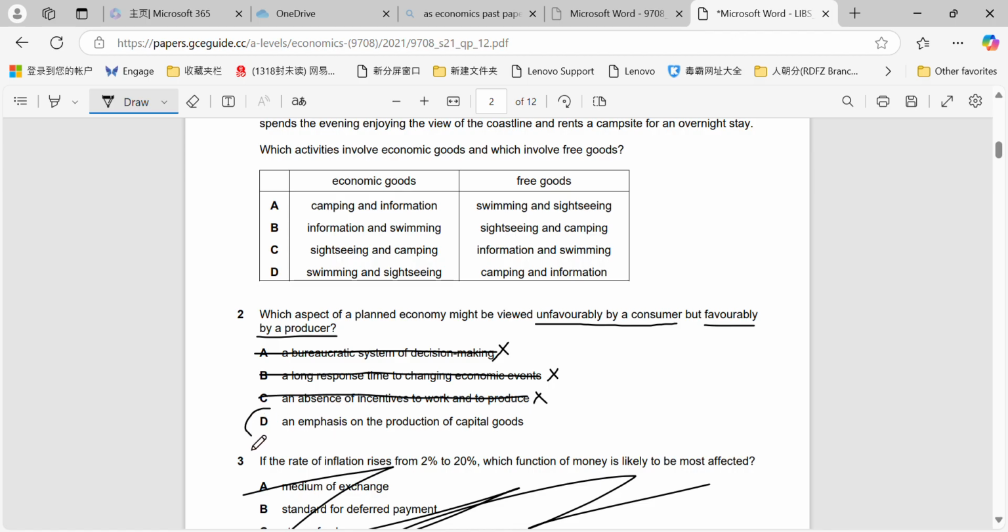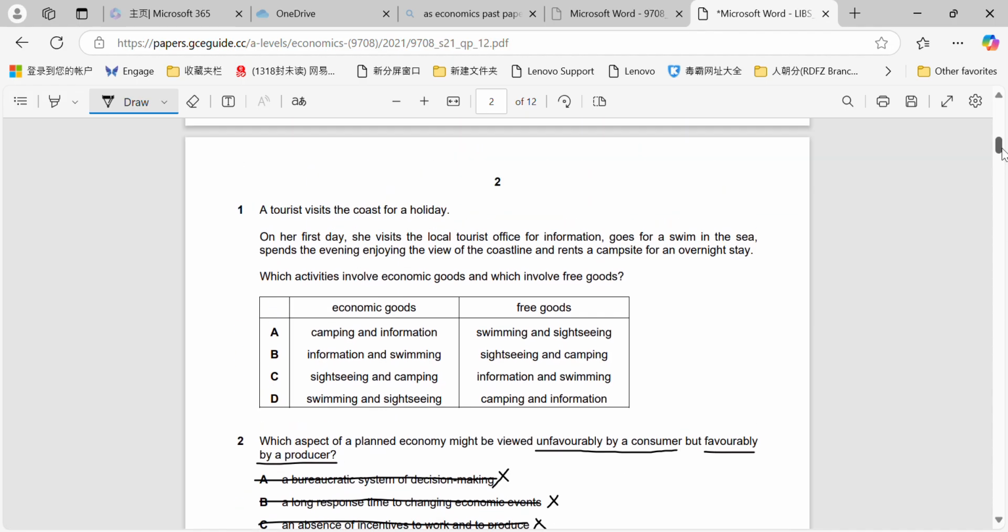Emphasis on the production of capital goods, that would be the correct answer. The consumer would view that unfavourably because the consumer wants consumer goods, which are directly correlated to their living standards. The producer, however, wants to produce capital goods as it will allow them to increase their productive capabilities in the future.